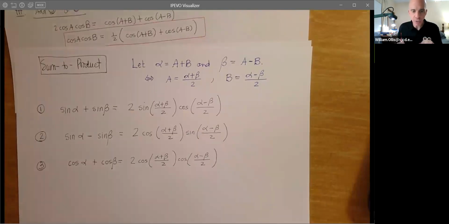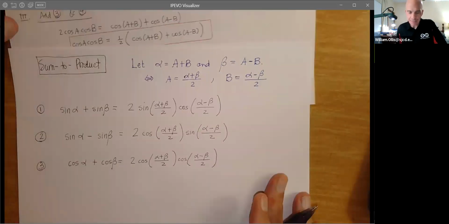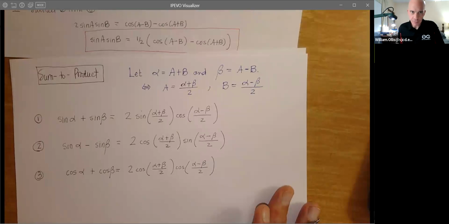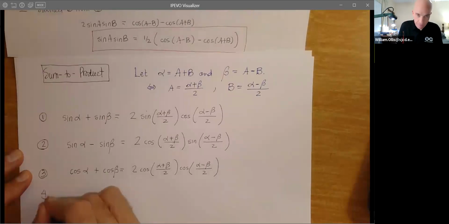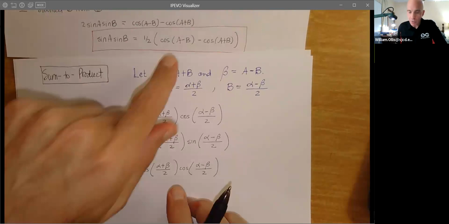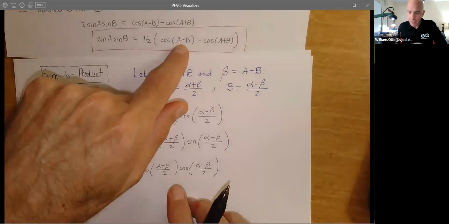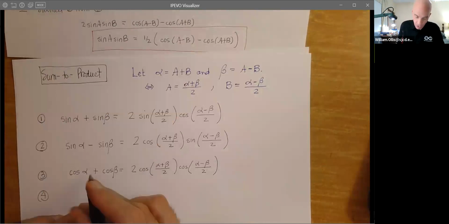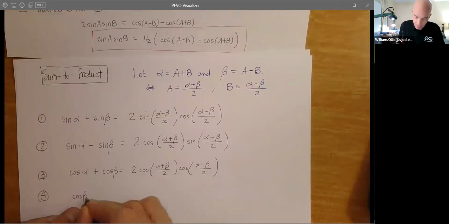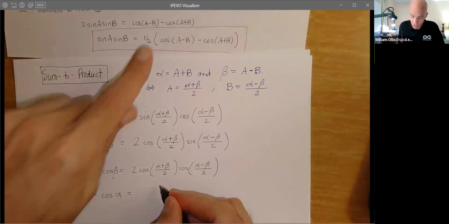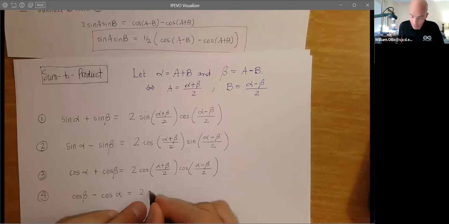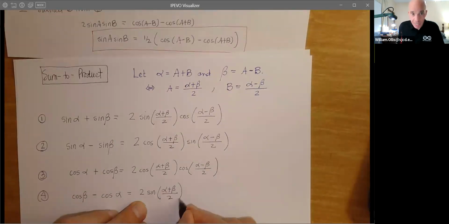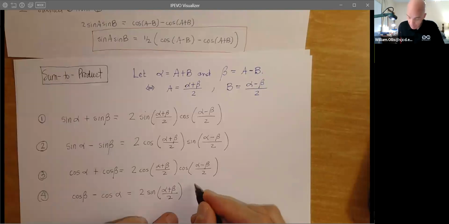So what I will tell you, and I'll summarize this at the end. Let's do the very last one. Do the same song and dance. So here, look, we've got the beta there. So this is backwards. So we have cosine beta minus cosine alpha multiplied by 2. So we get 2 sine of alpha plus beta over 2, and then sine of alpha minus beta over 2.